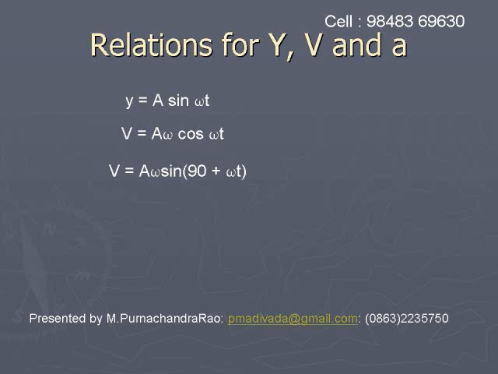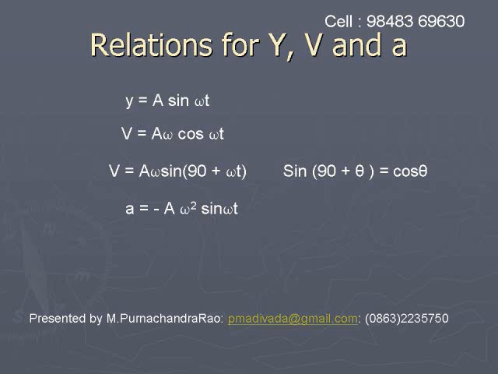It can be written as a omega sin 90 plus omega t, since sin 90 plus theta is equal to cos theta. So for cos omega t, we can write it as sin 90 plus omega t.